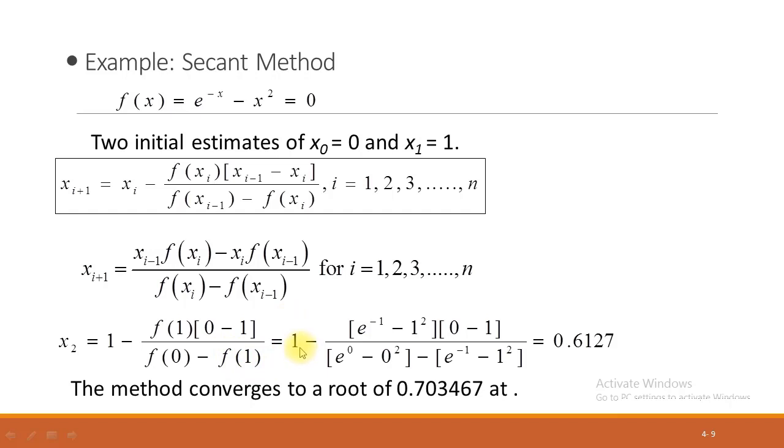We obtain 1 minus 1 into e power minus 1 minus 1 square into 0 minus 1, divided by the function at 0, e power 0 minus 0 square, minus the function at 1, e power minus 1 minus 1 square, and after simplification we obtain the x2 root as 0.6127.